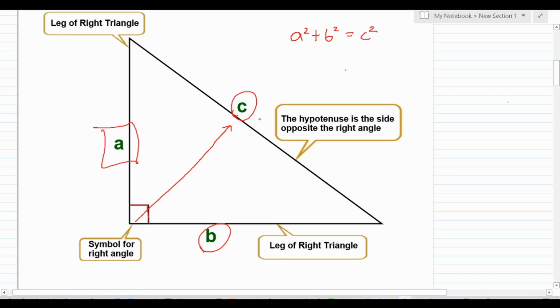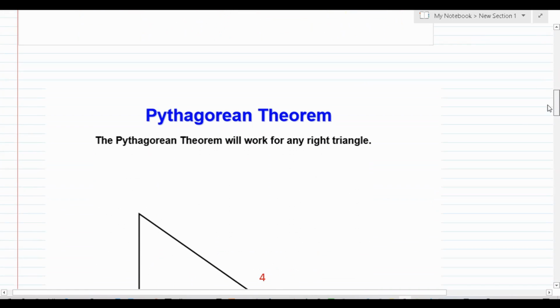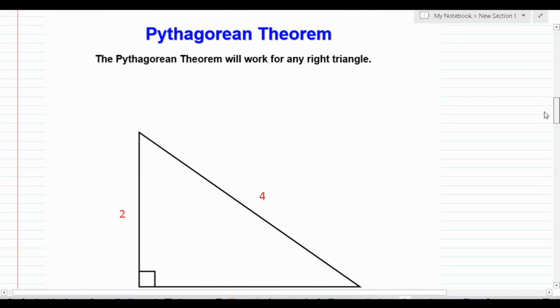Again, that's all the Pythagorean theorem is. It's a formula that shows you the relationship between the two legs as well as the hypotenuse of a right triangle. And more specifically, it lets you solve for either the legs or the hypotenuse if you have at least two of those things. So all that said, let's go ahead and take a look at an example.